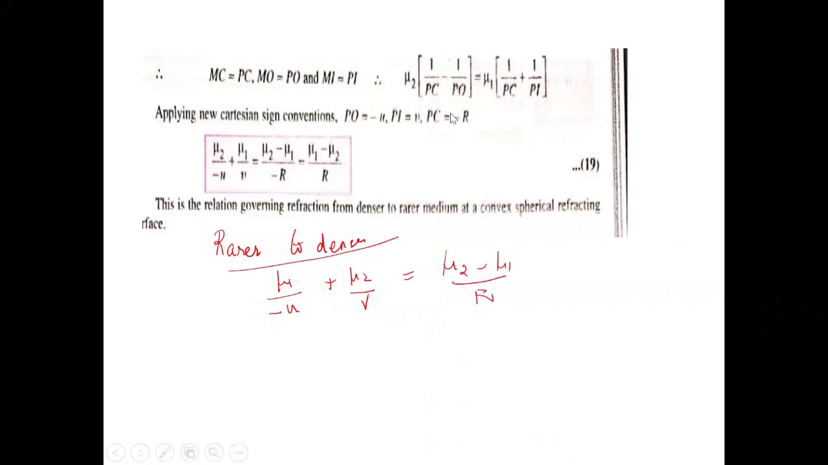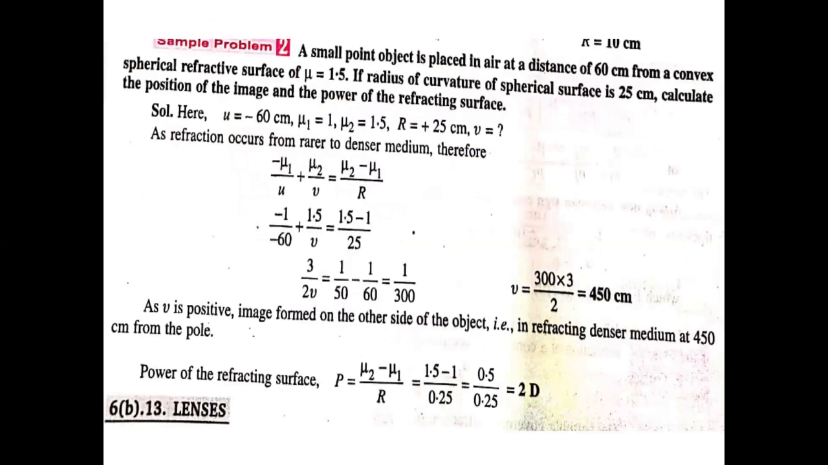Previously, from rarer to denser, what was the formula? It was mu1 by minus U plus mu2 by V is equal to mu2 minus mu1 by R. For rarer to denser, this was the formula, and exactly you have to change the subscript here: in place of mu2, you have mu1. Having done this, we then do the lens maker formula, and all the other cases. So please go through this type of problem where we consider refraction at only one spherical surface.